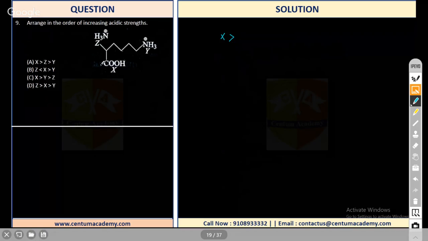right? So the effect of this, which is plus R effect, minus R effect, electron withdrawing nature of this group. This group has electron withdrawing nature, right? Because of this group, the effect of electron withdrawing nature of this group is more over here than here, right? And hence the removal of H plus ion from this part of the molecule is more easy, and hence the order should be X, Z, and then Y.